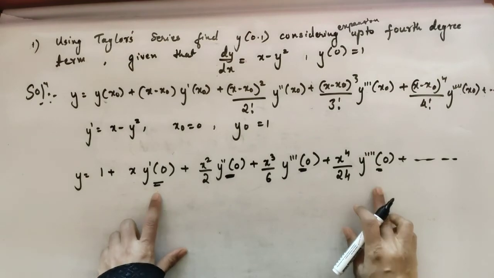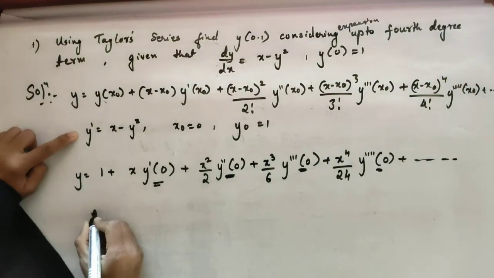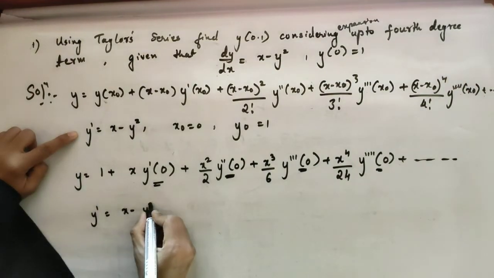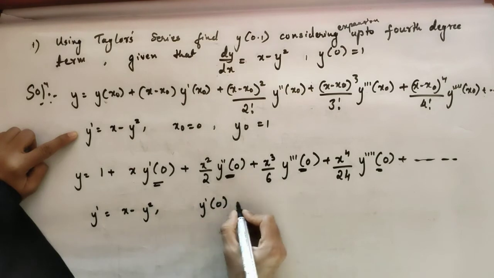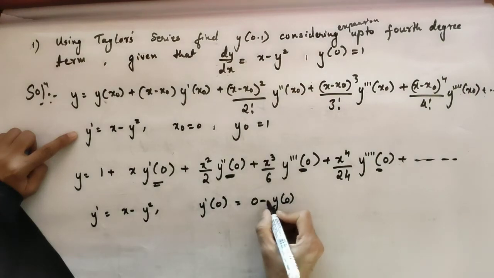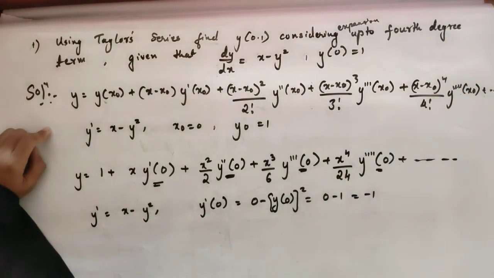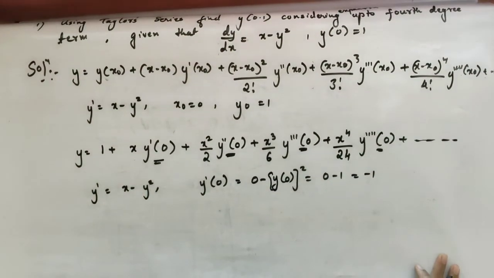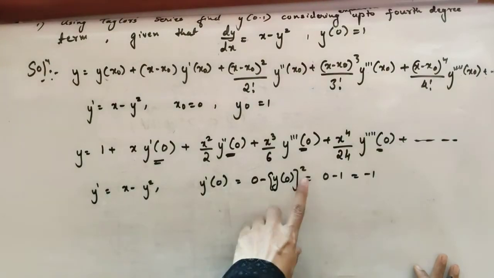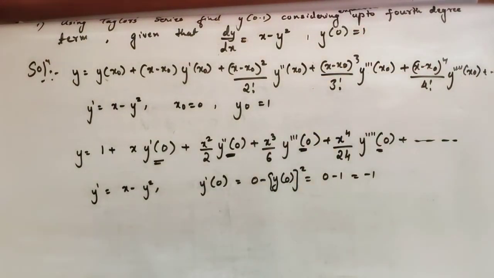Now to evaluate this, we'll consider the given equation. Take down the given equation: y dash is equal to x minus y square. So I want y dash of 0. It will be 0 minus y of 0 whole square, because you are going to work for the value of y at the point x is equal to 0. Now y of 0 is 1. So it becomes 0 minus 1, which is equal to minus 1.